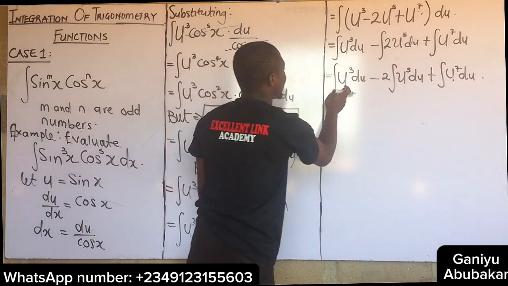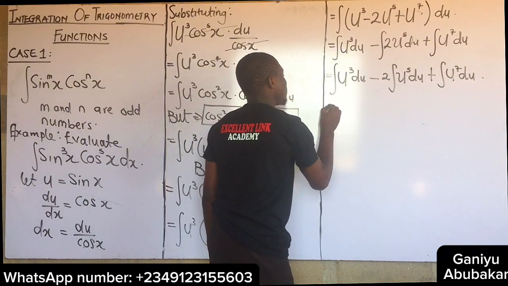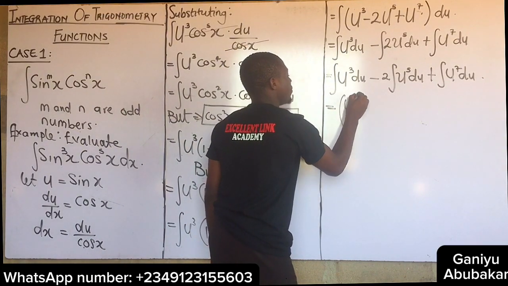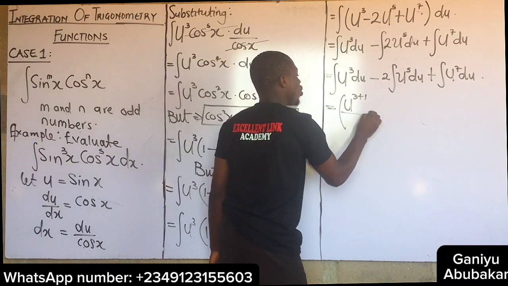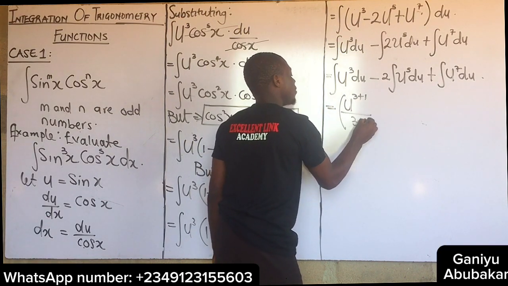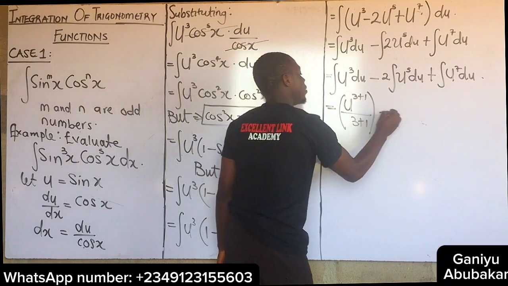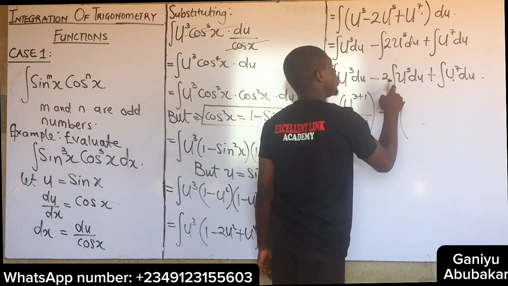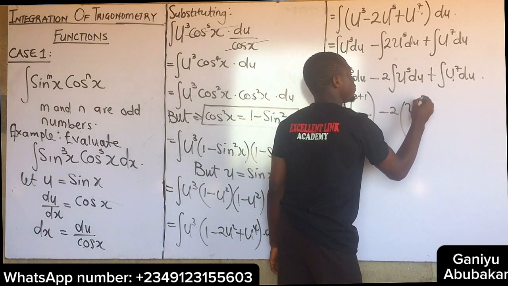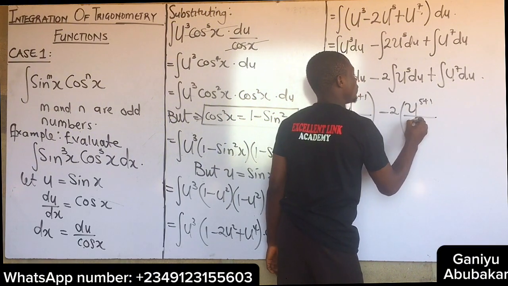I will integrate u to power 3. If I integrate u to power 3, I'll have u to power 3 plus 1 all over 3 plus 1. I'm done with this one. Minus 2 into the integral of u to power 5. I'll have u to power 5 plus 1 all over 5 plus 1.